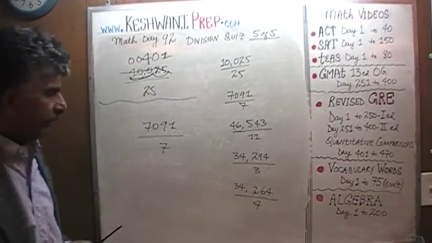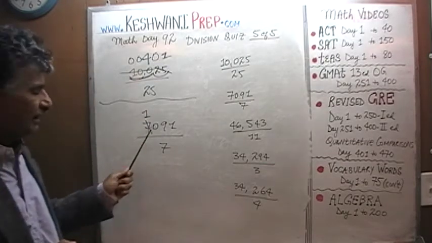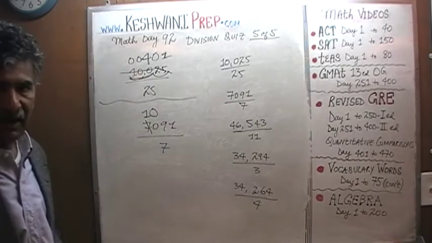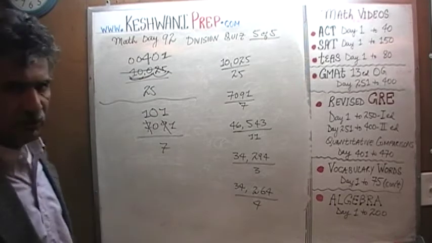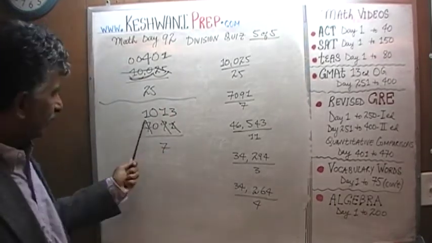How many 7s does 7 have? 7 has 1 7. How many 7s does 0 have? 0 has no 7. How many 7s does 9 have? 9 has 1 7. The remaining 2 goes and joins the 1, becomes 21, and 21 has 3 sevens. That's it. The answer is 1013.